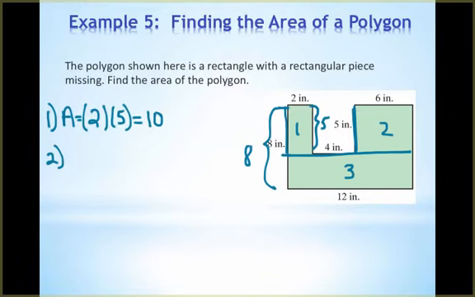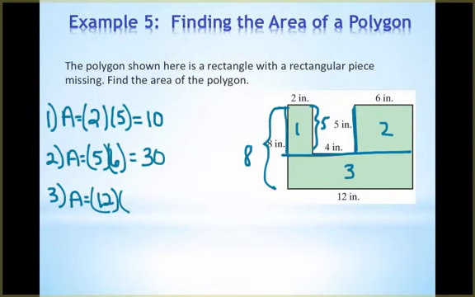Rectangle 2 is a 5 by 6, which would be 30. And then rectangle 3 is 12 by, we need to know this distance. Well, by using what we did with rectangle 1, that first part is 5, so we know that this bottom section has to be 3, so that the total distance on your left-hand side will be 8. So rectangle 3 is a 12 by 3, which is 36. Now if I add those together, I get a total area of 76. So that's going to be method 1.